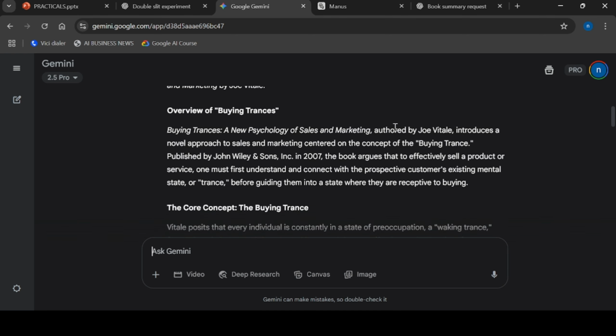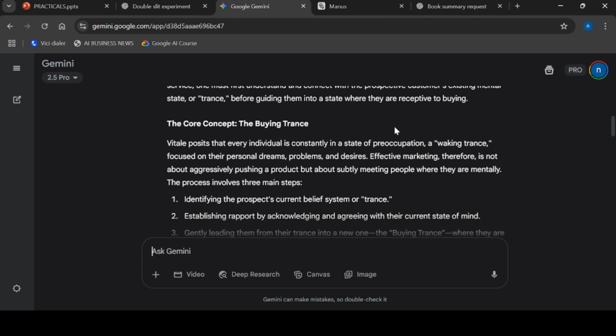Buying Trances, a New Psychology of Sales and Marketing, authored by Joe Vitale, introduces a novel approach to sales and marketing centered on the concept of buying trances, published by John Wiley and Sons Inc. in 2007. We don't need all those things. Now, the core concepts of the book. Now, Vitale posits that every individual is constantly in a state of preoccupation, a walking trance, focused on their now.